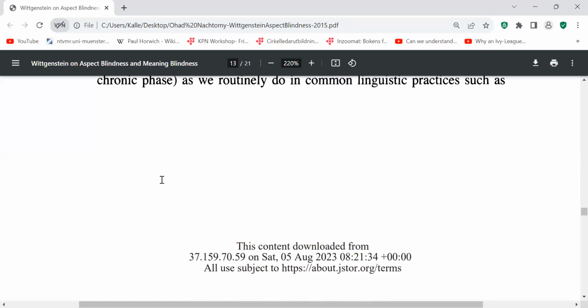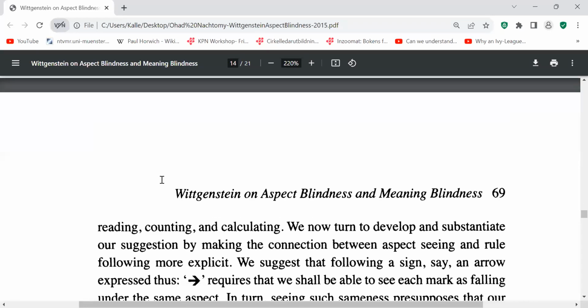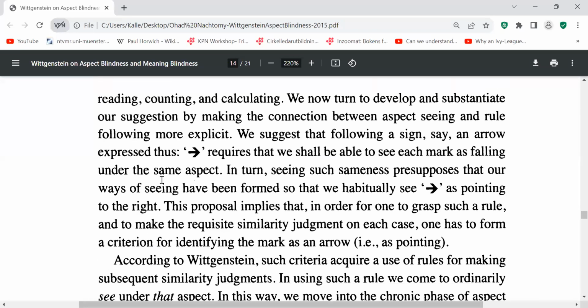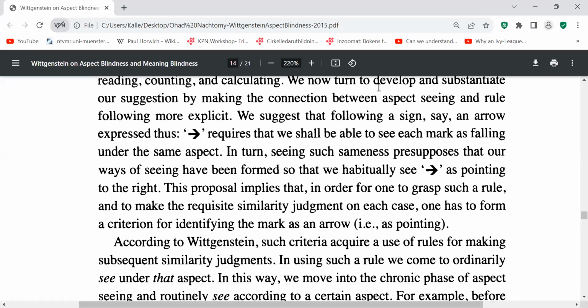such as reading, counting, calculating. We now turn to develop and substantiate our suggestion by making the connection between aspect seeing and rule following more explicit.